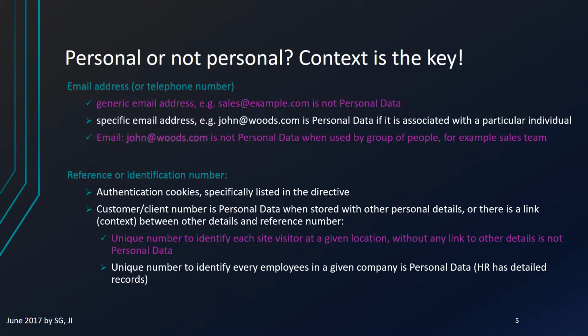Unique numbers to identify every employee in a given company would also be considered as personal data, as HR would have very detailed information regarding each and every employee. So if, for example, there is employee A001 and employee A002, it's very easy for someone to identify that these two people are different and get all the information on these two people.